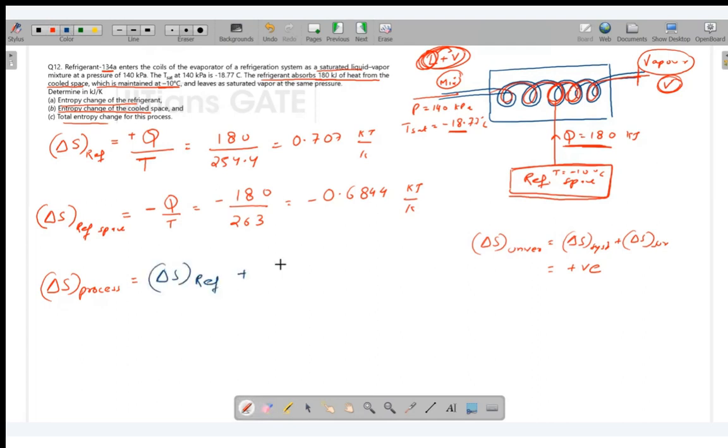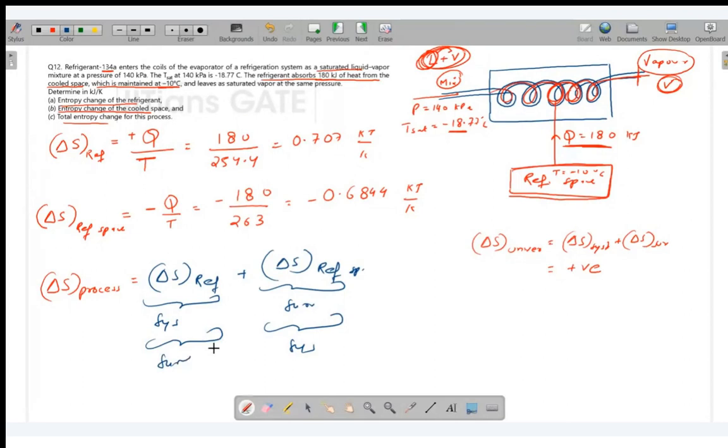Look, it's up to you. You can take this as system, so this will be surrounding for you. If you take this as system, then this will be surrounding for you. It does not matter what is system. But if you assume one as system, the other will be surrounding automatically.